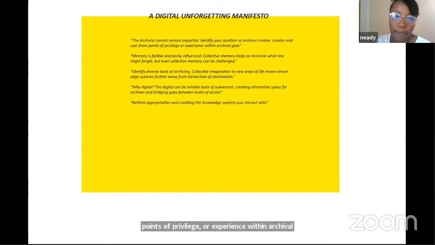Collective memory helps to reconcile what one might forget, but even collective memory can be challenged, as we have discussed in the politics of memory and what influences collective memory. Then identify diverse tools of archiving, collective imagination to new ways of life and knowledge systems that move further away from hierarchies of domination.